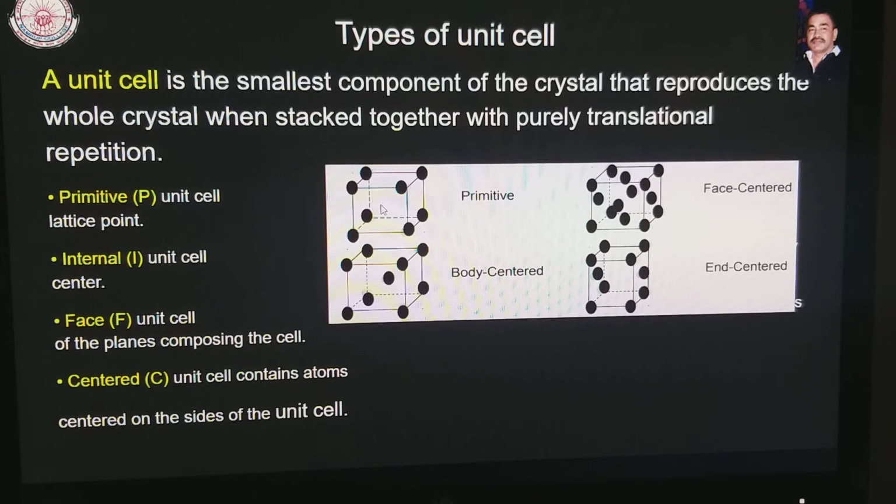So we can have 1 by 8 into 8, that is 1, which is equal to 1. Only one lattice point is described by this unit cell. That is why it is called primitive cell.